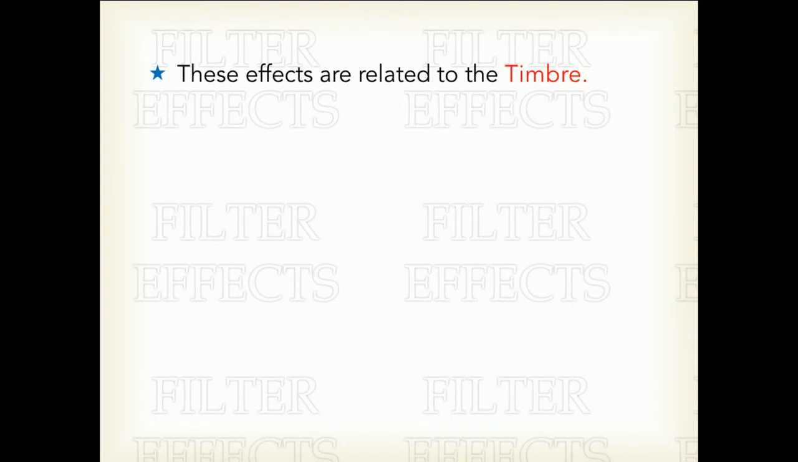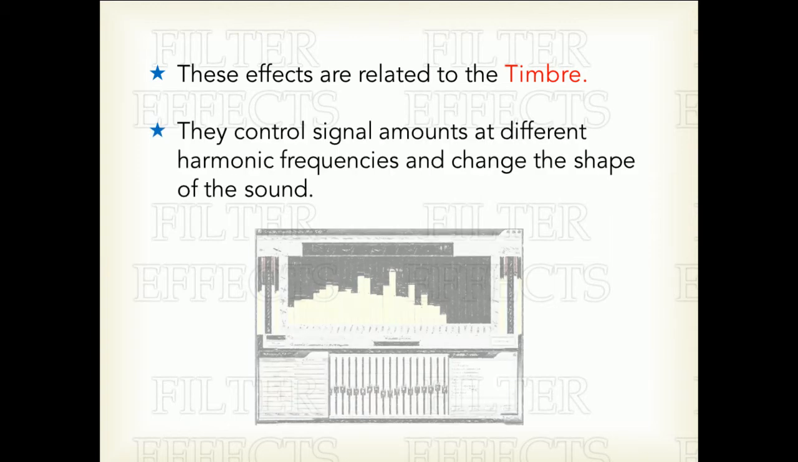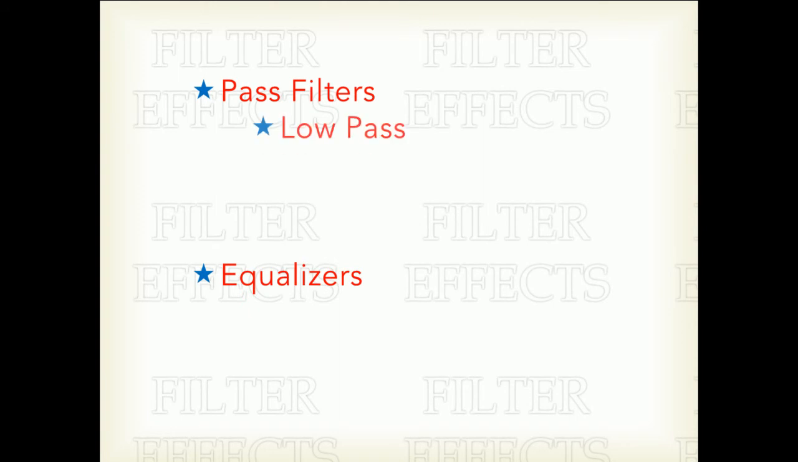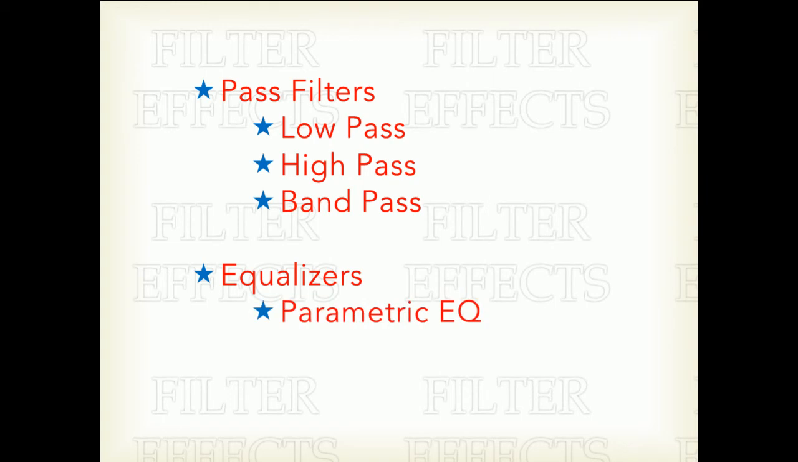As we all know, different musical instruments have different timbres, and that means having different amounts of harmonics at different frequencies. Every sound has its own highs and lows, and filter effects are there to control these harmonics at these frequencies, and that means controlling timbre. Effects in this category are pass filters and equalizers. Pass filters can be bandpass, high pass, and low pass filters, and equalizers can be parametric equalizers or graphic EQs.